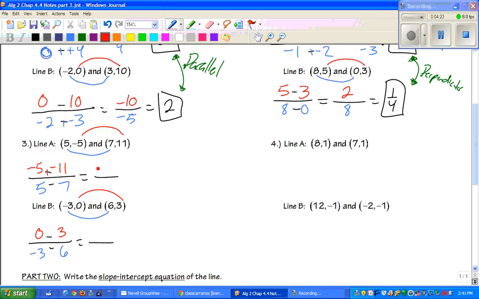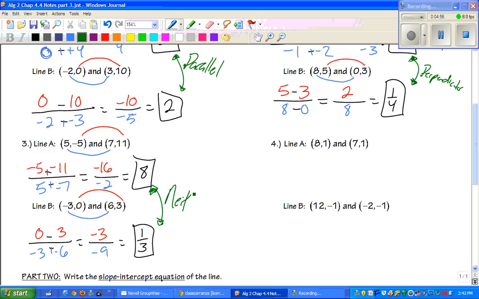We have to do click, click, so we get -16. 5 minus 7, if you want to do the click, click, you can. You get -2, and we're left with +8. Okay, on line B, you get -3 on the top. That's -9 on the bottom. Remember, that's click, click. And when we reduce that, we get 1/3. So, parallel, perpendicular, or neither? Okay? All right, number 4, you're all on your own.